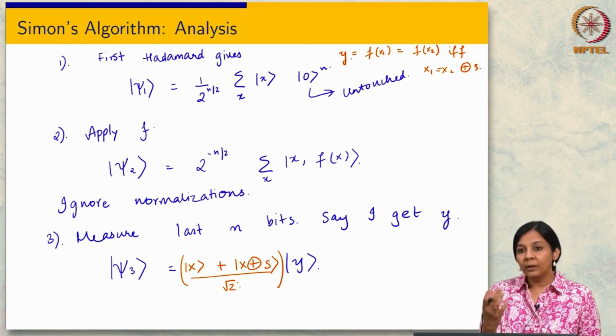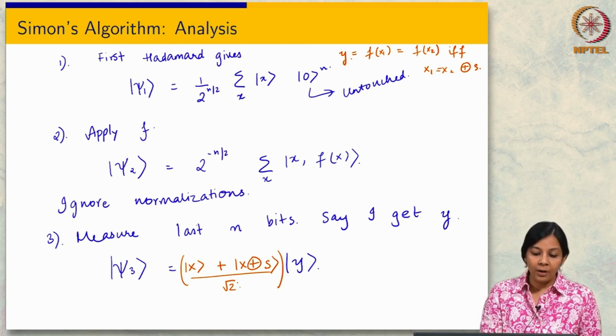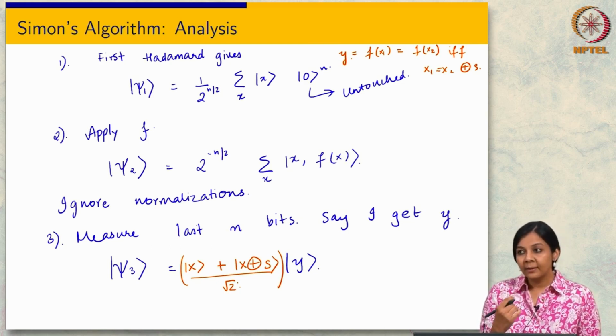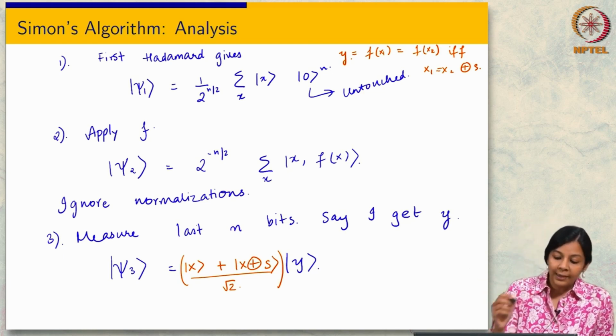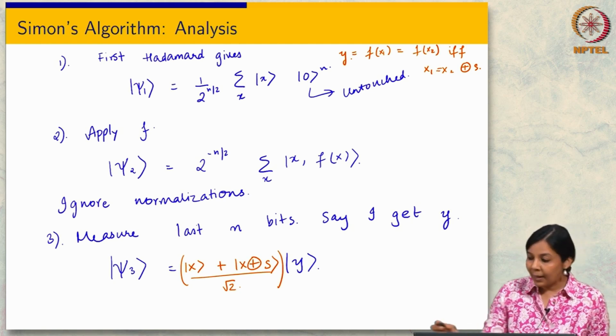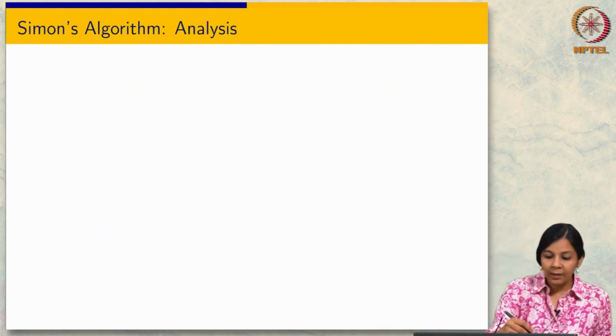So now any ideas what I am going to do next? The algorithm we already discussed, right. Having measured the last n bits, I am just going to discard them, and then I am going to apply the Hadamard on the top n and then measure again. So how should that help me? If I now apply the Hadamard, let us go to the next page.